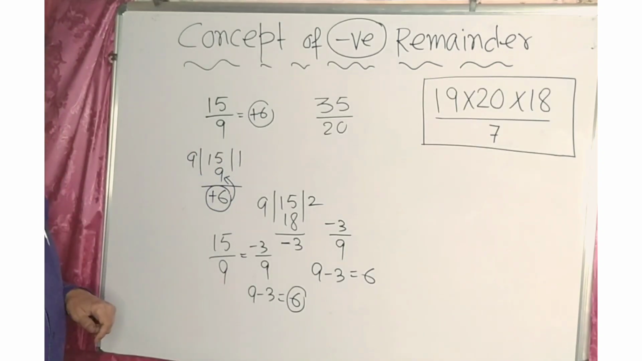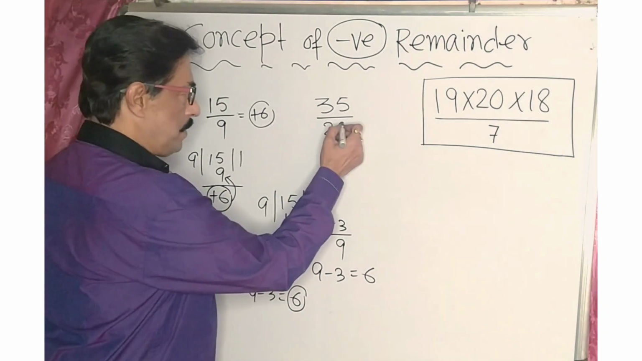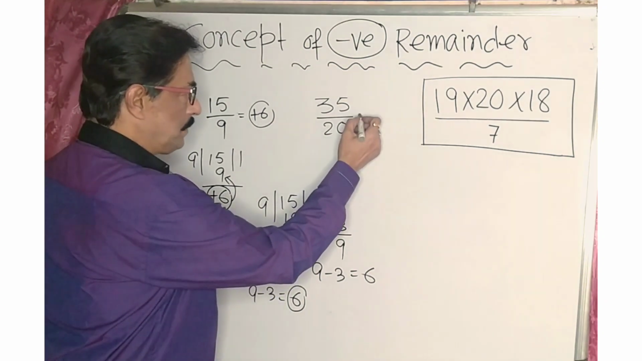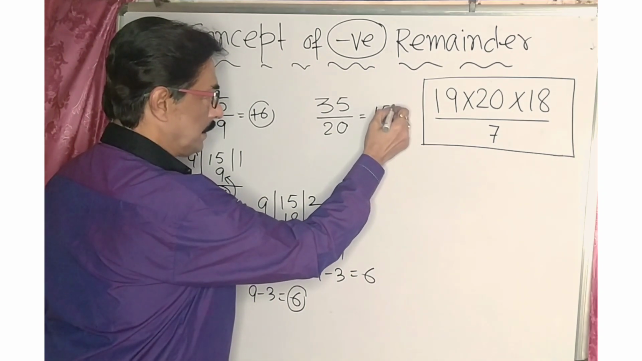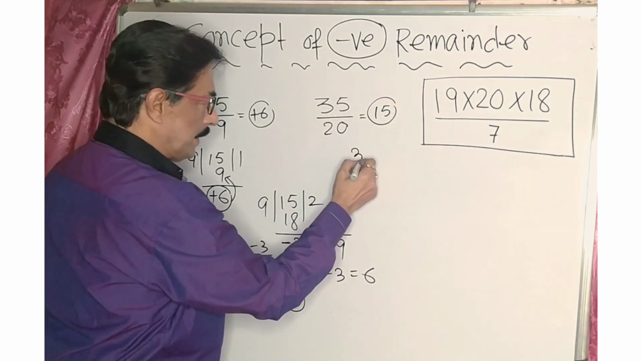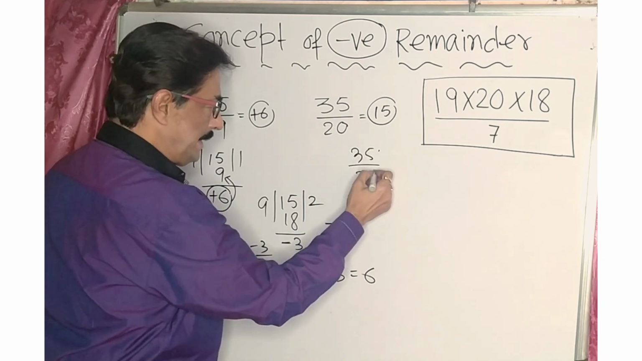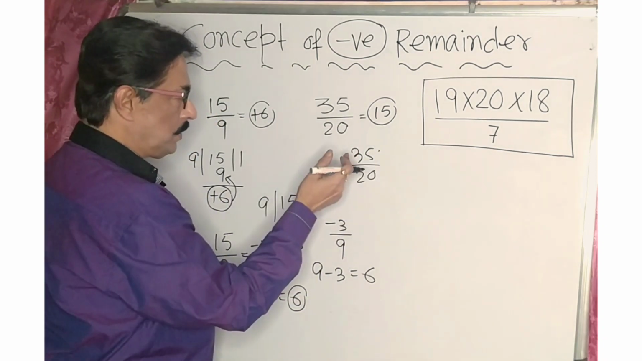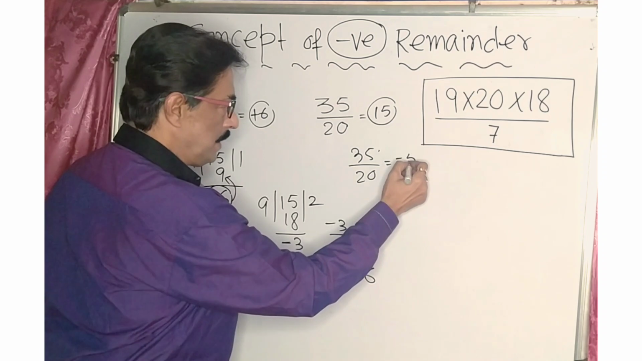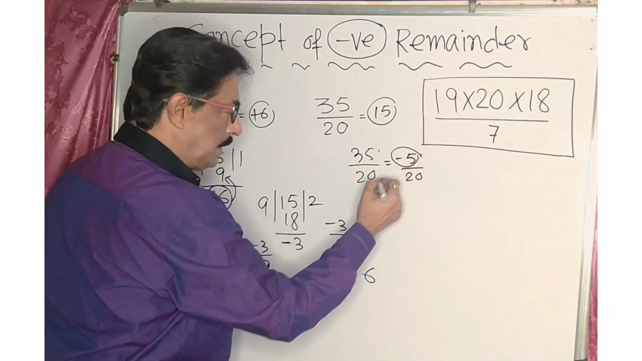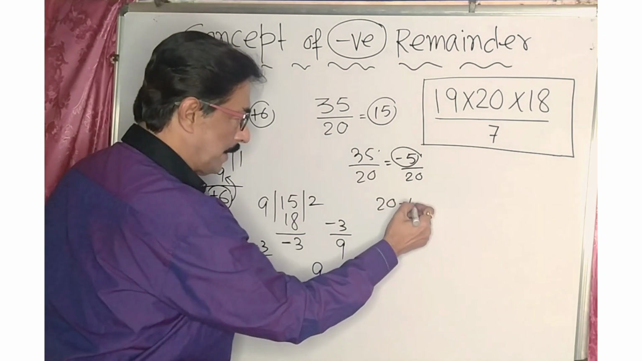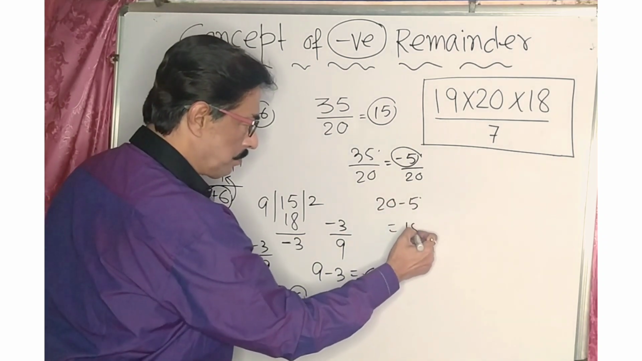Let us take a second example. 35 by 20. If I get the positive remainder, 20 ones are 20. So 15 is the positive remainder. If I go for the negative remainder, 20 double is 40. How much more? 5 more. So minus 5 by 20. Minus 5 is not possible. Your remainder will be 20 minus 5 equal to 15.